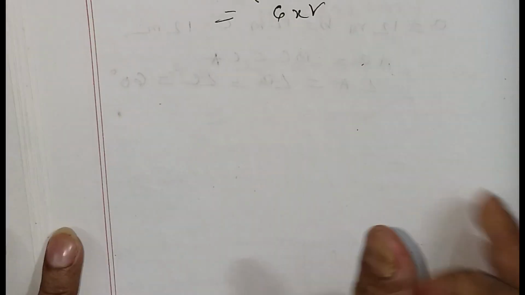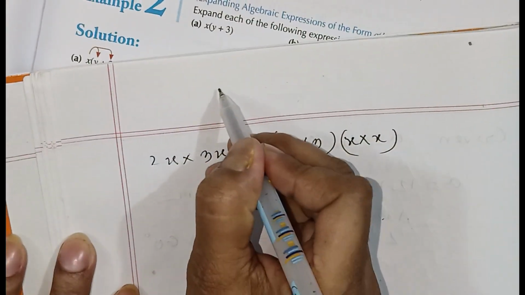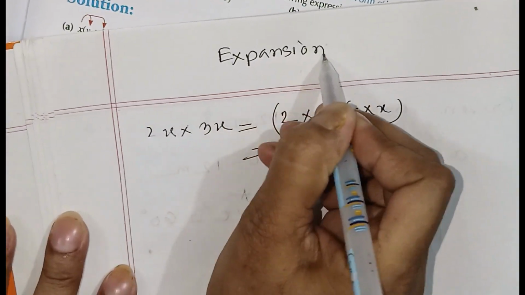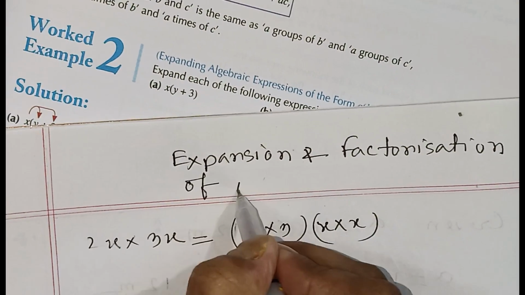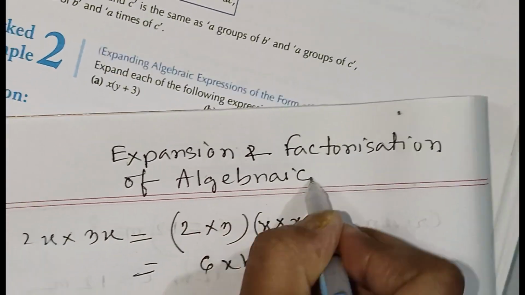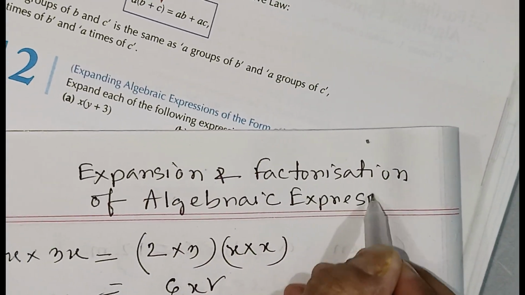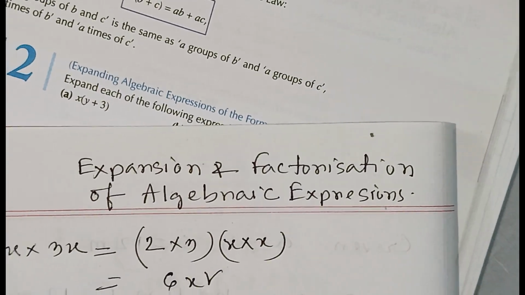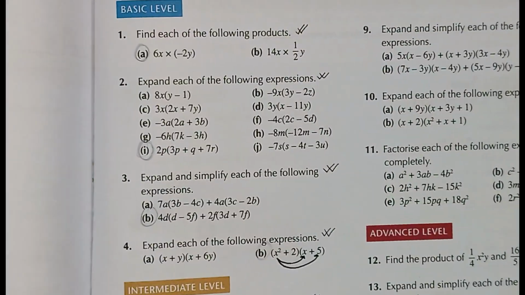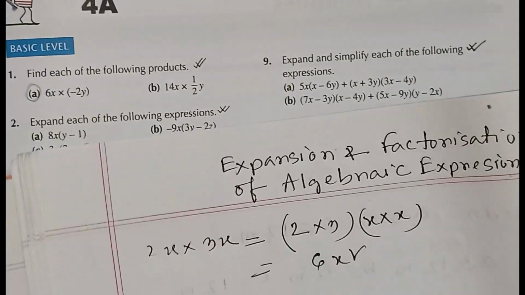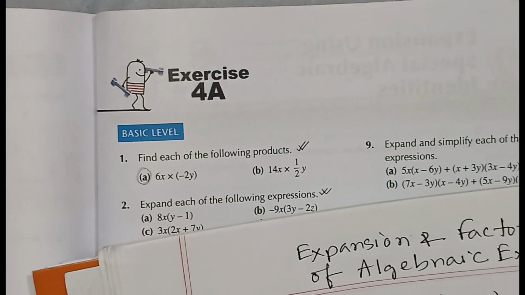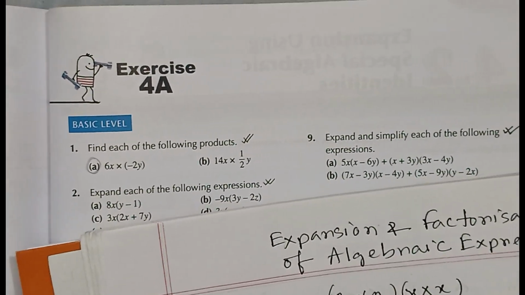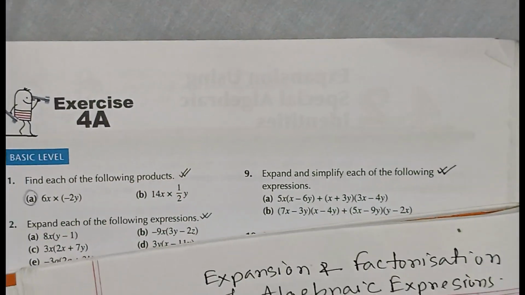So this topic, expansion and factorization of algebraic expressions. Okay, so we start this chapter. Exercise 4A. So basic level: find each of the following products.